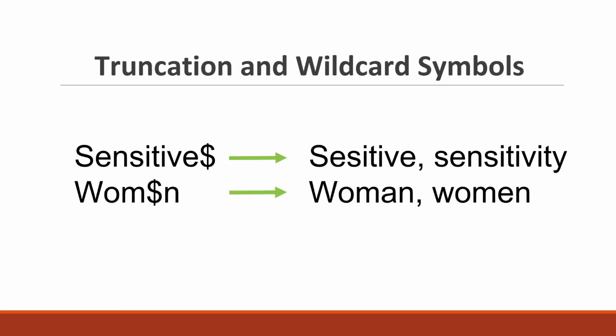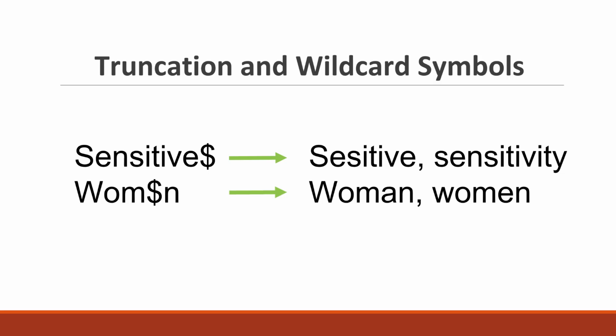Additionally, most databases will recognize truncation and wildcard symbols that can be used to allow a broad interpretation of a search term, finding plurals, spelling variations, and alternate forms of words. Each database specifies the symbol to be used, such as a question mark, asterisk, or $ sign.